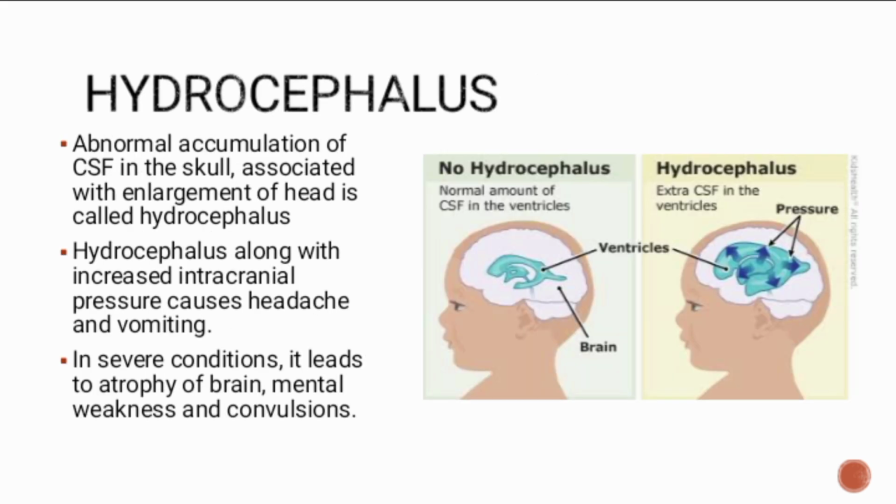Hydrocephalus. Hydrocephalus occurs when cerebrospinal fluid builds up in the brain. This leads to increased pressure, causing symptoms like headaches, vomiting, and in severe cases, brain atrophy or mental impairment. In infants, the condition causes an enlarged head because their skull bones haven't fully fused yet. The diagram shows an enlarged brain with a fluid buildup, highlighting the condition of hydrocephalus.